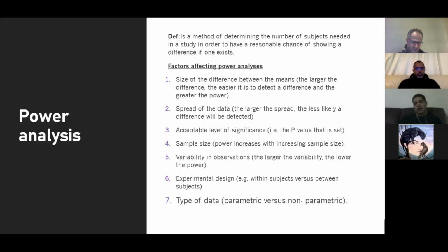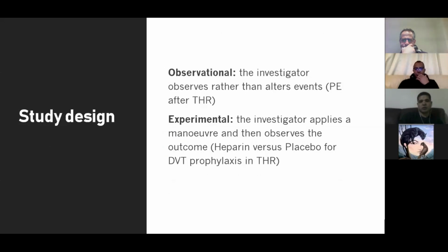Factors affecting your power analysis are the size of the difference between the means, the spread of data, the acceptable level of significance with the p-value, sample size, variability in observations, experimental designs like within-subject versus between-subject, and type of data. Is it parametric or non-parametric? Is it numbers or figures, according to that.